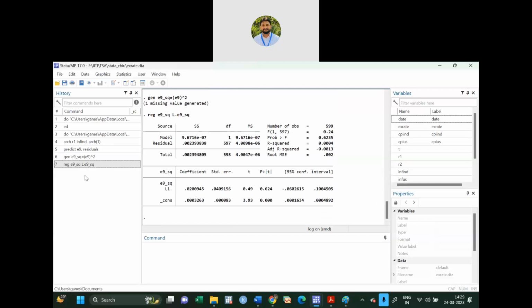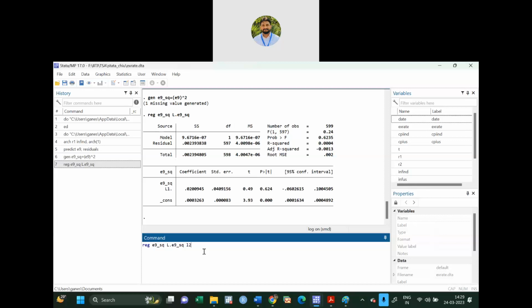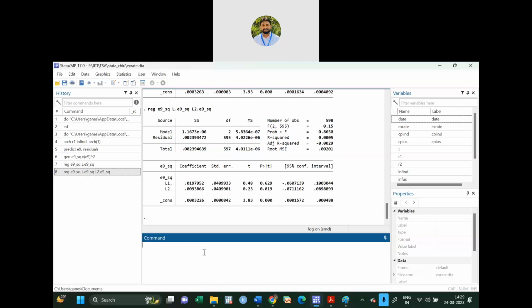So you can try for more lag, L2 dot E9 skew. Again, it's coming out to be not significant.